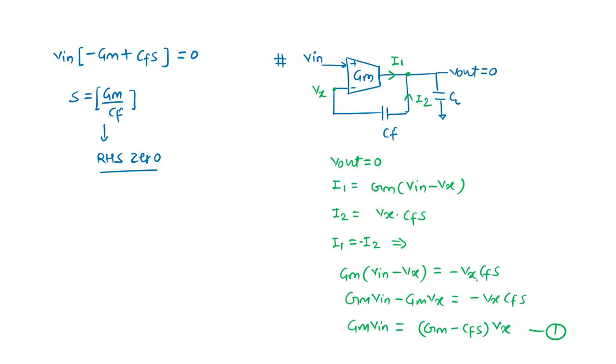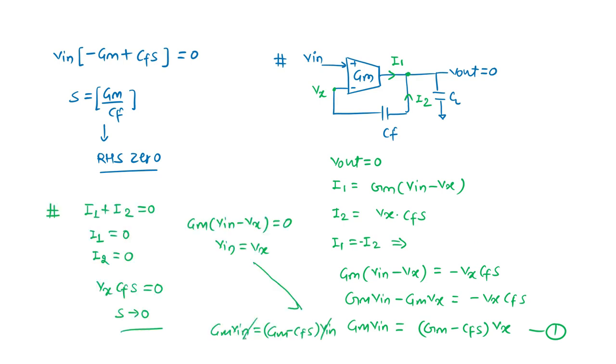So what can be there? Again, there is no possibility. It is also giving me CFS equal to 0, meaning zero at 0. So actually, it is not giving me the zero at the place where we were seeing it at Gm by CF in this case. So why is it happening? Actually, it is happening because there is no path from Vin to Vout. That's why it is happening like that.